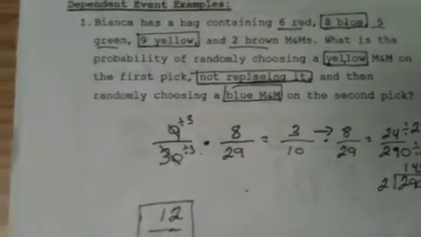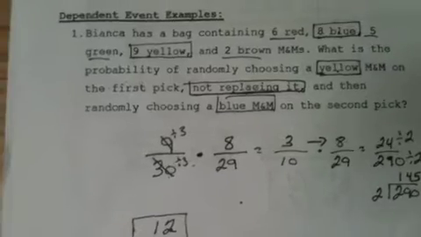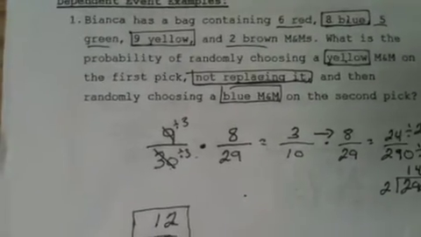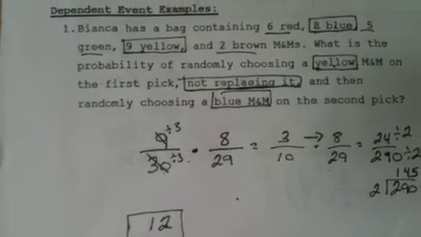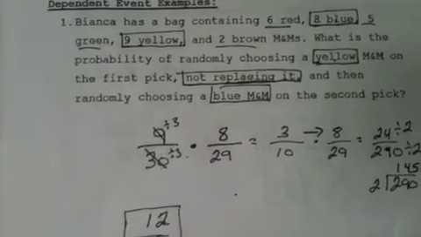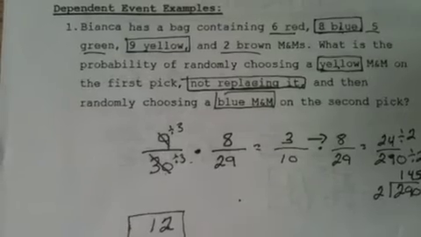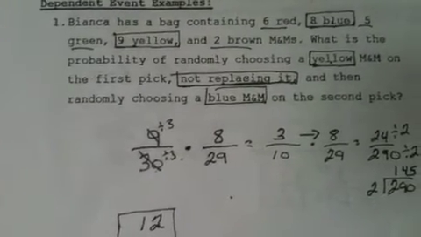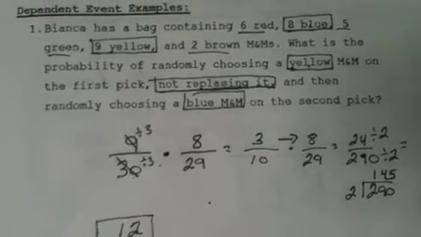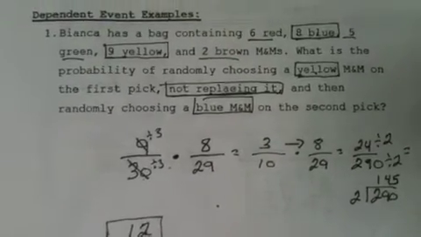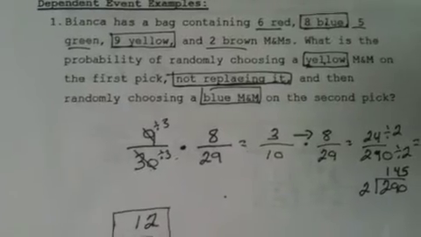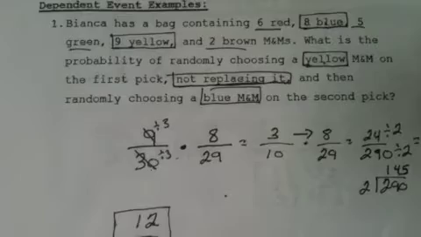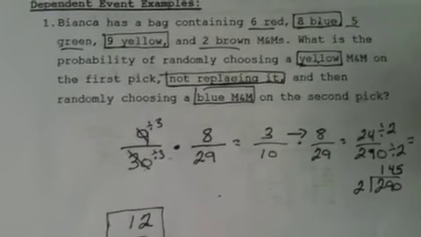The first thing we're going to do is count up the total M&Ms that we have. When I add up 6, 8, 5, 9, and 2, I get a total of 30. Now it says randomly choosing a yellow M&M on the first pick. So I go up to the M&Ms, and it looks like there are 9 yellow, so I place 9 over 30. Now the second probability, we notice a 29 there as a total instead of a 30. It's because we did not replace that M&M. So the total was changed by 1. We subtract 1 from that 30, which leaves me with 29.